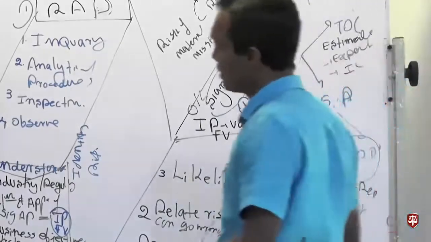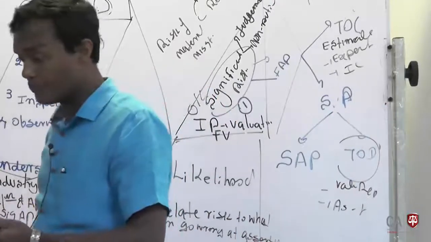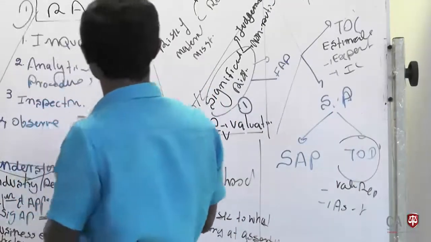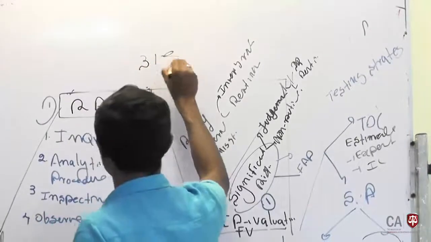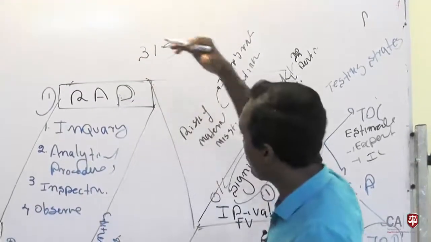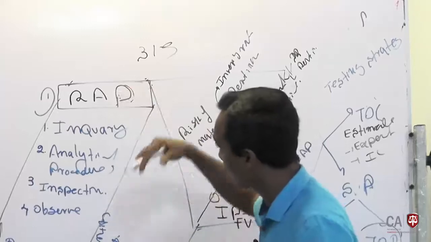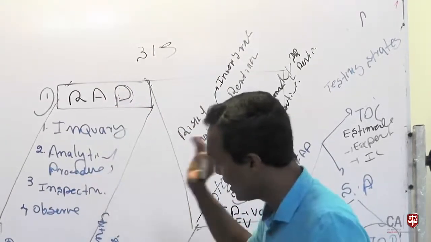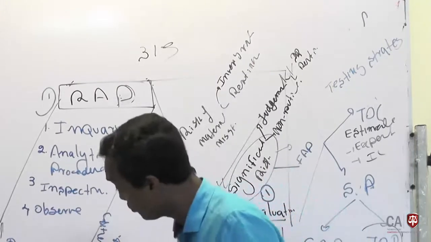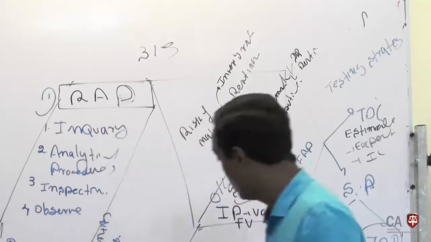Likewise, there will be other items. So, with that explanation, what I explained to you is auditing standard number 315. In summary, what this says is that by performing risk assessment procedures like inquiry, analytics, inspection, and observation, the auditor can understand these 5 areas and the 6th area of internal controls.